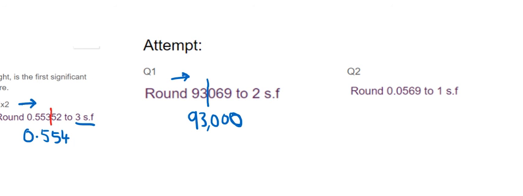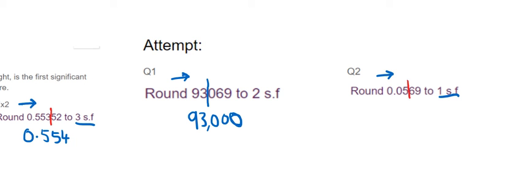The second question, I'm asked to round to one significant figure. So remember the rules. The first non-zero digit is the first significant figure. You'll see here the first digit is a 0. The second one is also a 0. So they don't count as significant figures. The first non-zero digit I get is the 5 here. So that's the first significant figure. And I'm asked to round to one significant figure.